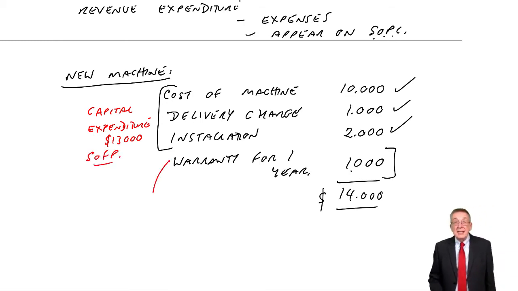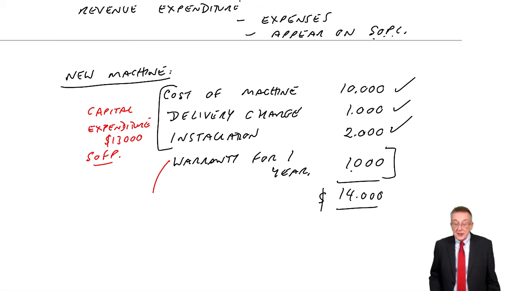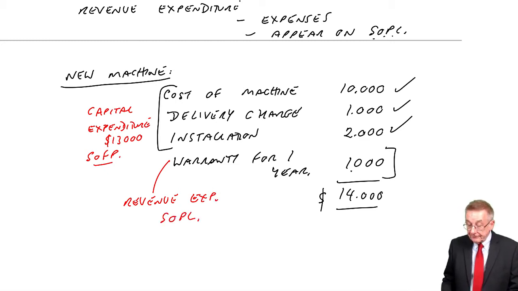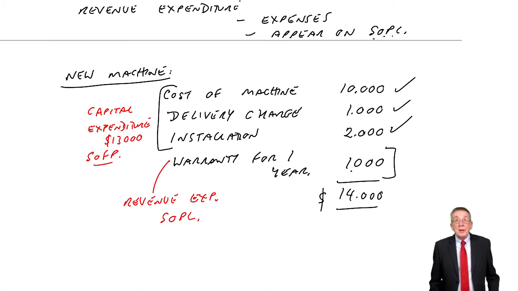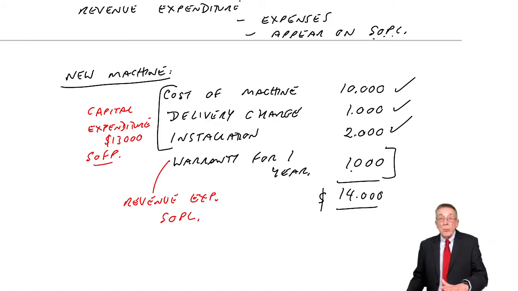However, the warranty, this wasn't a cost of getting the machine to work in the first place. This would be classed as revenue expenditure and would appear on the statement of profit or loss. So if I've made the point, in most questions that's not a problem. You buy a machine, 10,000, finished.